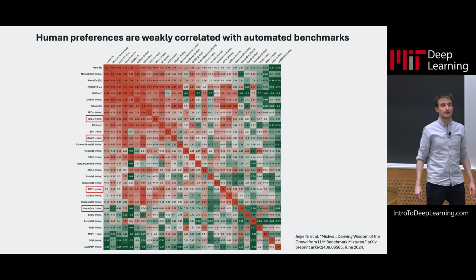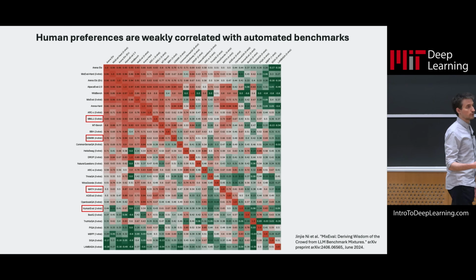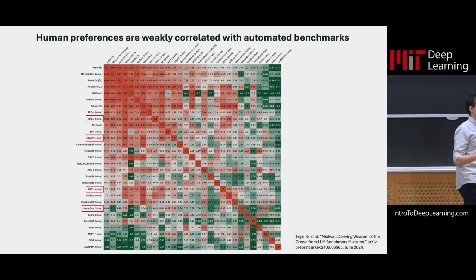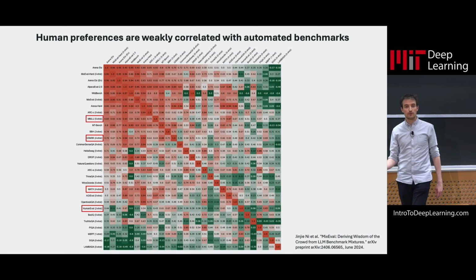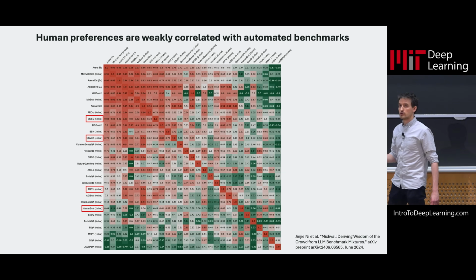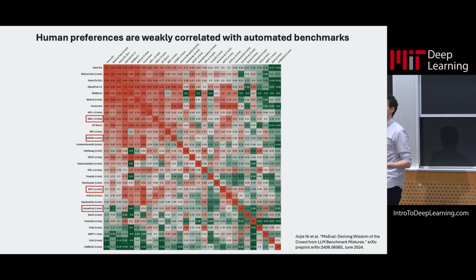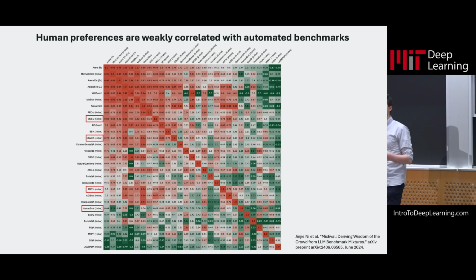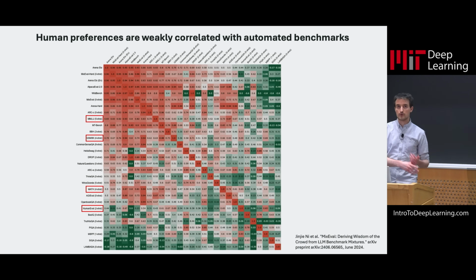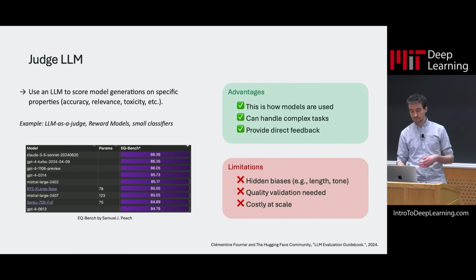And this is something that you observe if you really try models. You can be really good on MMLU and really bad in terms of human preferences, and vice versa. So this is why these two approaches are complementary. You really need both if you want to produce the best model, and you cannot just focus on automated benchmarks or just focus on human preferences.